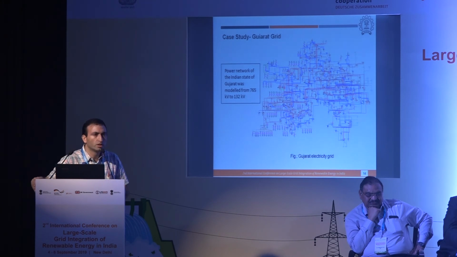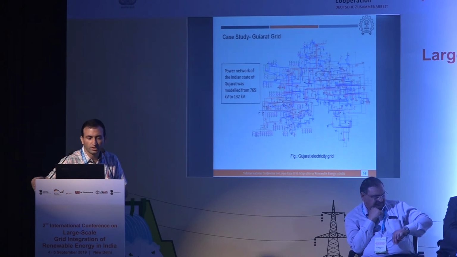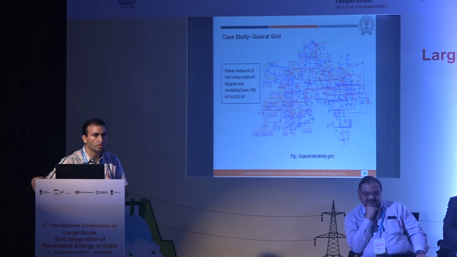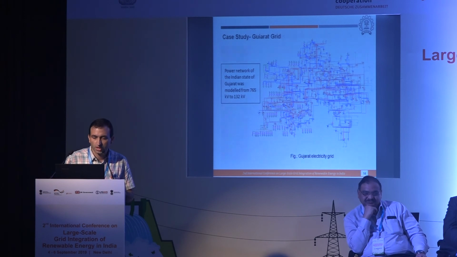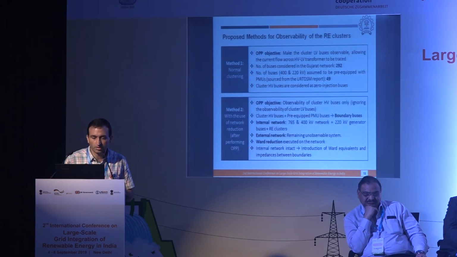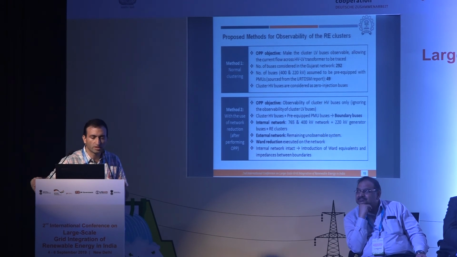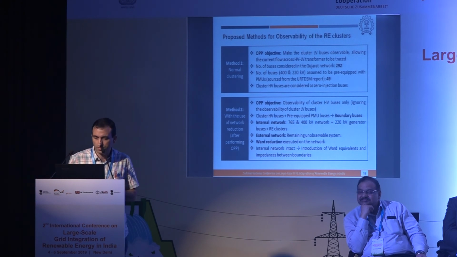In our case study, we took the Gujarat grid and we modeled it from 765 to 132 kV level, and accordingly we placed the clusters of these renewable energy plants at different substations. In one approach we used the clustering that I already stated, and in the other case we tried to have a reduced equivalent model of the grid, maintaining some of the original buses in the system where we will have PMUs, so that we can use the PMU measurements from the field to estimate the performance monitoring of these renewable energy plants.